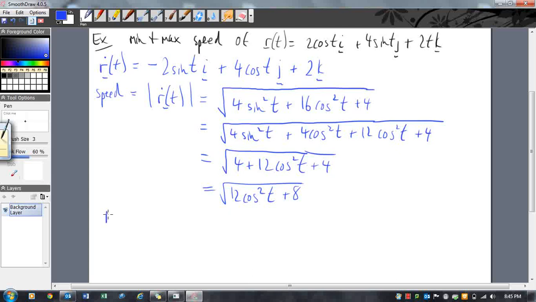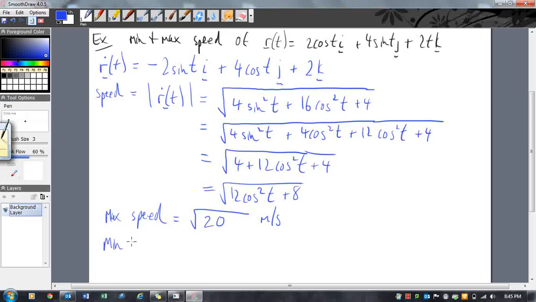Alright, so let's have a look at the max speed. When will this expression here be at its maximum? It'll be at its maximum when cos squared t is equal to 1. That's the biggest that cos squared can be. So its maximum there will be 1. If that's 1, 12 times 1 is 12. 12 plus 8, you get root 20. And so meters per second. That's the maximum speed that it can be, because cos squared, the biggest that can be is 1. 12 times 1 plus 8.